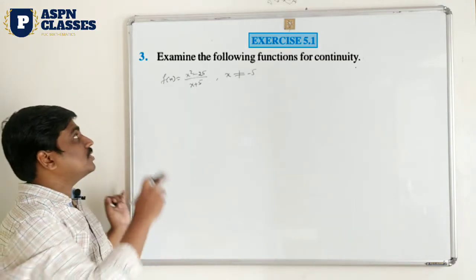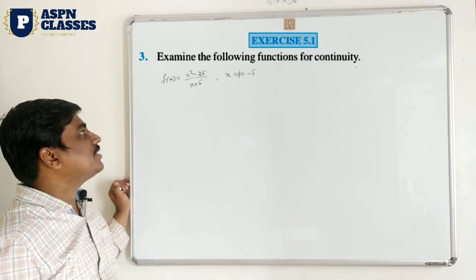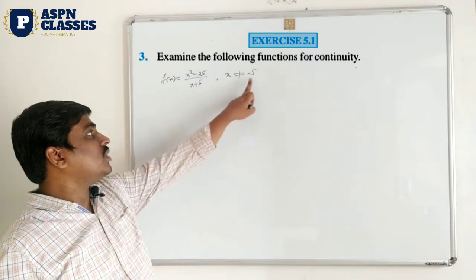Okay, so next example, observe here, the third one. f of x is equal to x square minus 25 divided by x plus 5. Again here, x is not equal to minus 5.